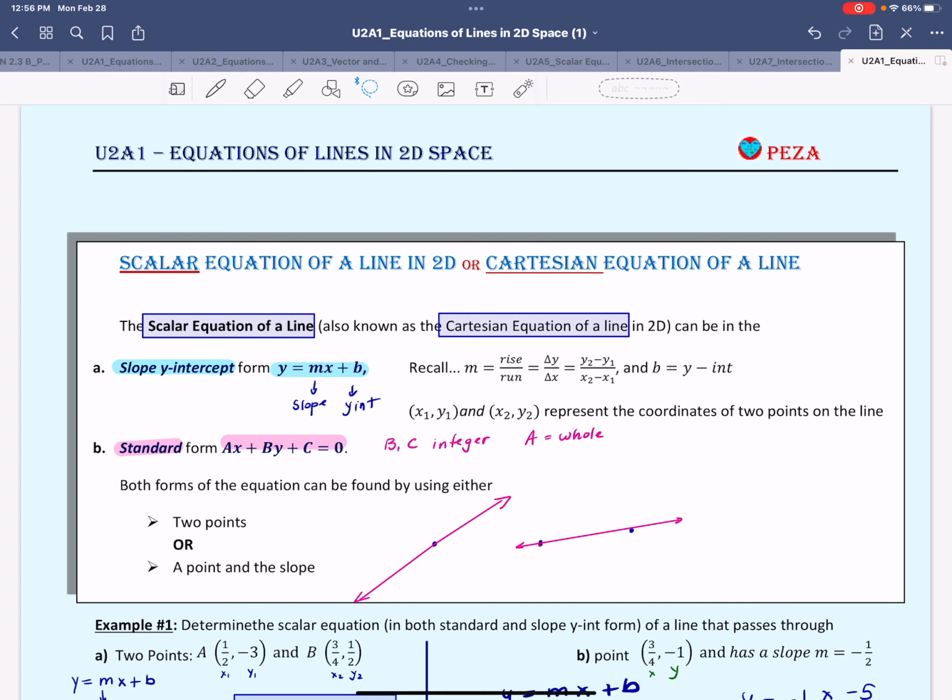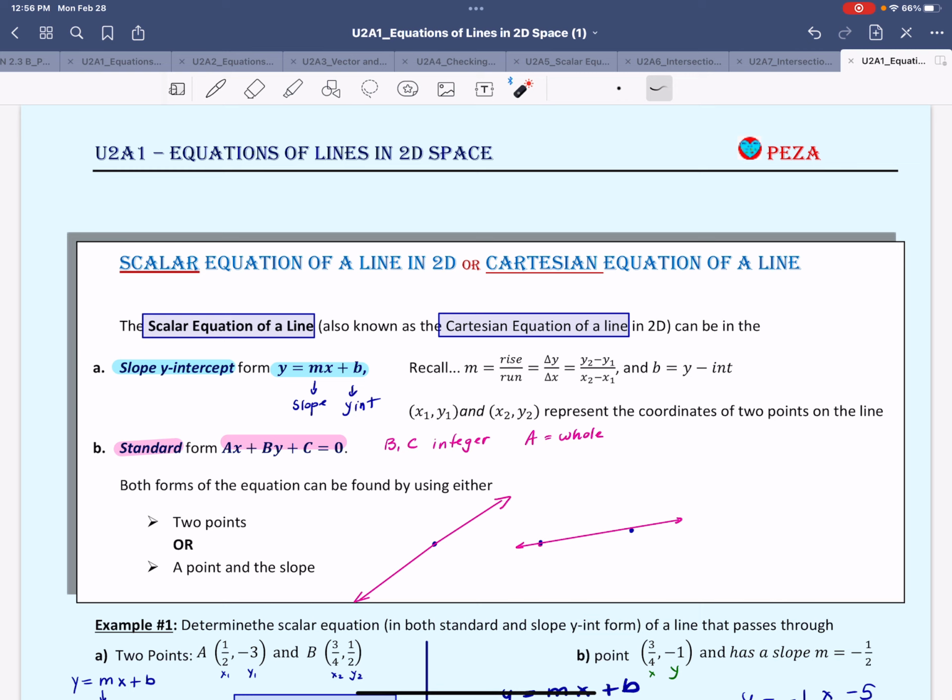Welcome back to lesson U2A1, where we discuss equations of lines in 2D space. So far we talked about the scalar or Cartesian equation of a line. We mentioned that it can be expressed in either slope y-intercept form, y equals mx plus b, or standard form, ax plus by plus c equals 0. And now we are going to shift to the vector equation of a line.